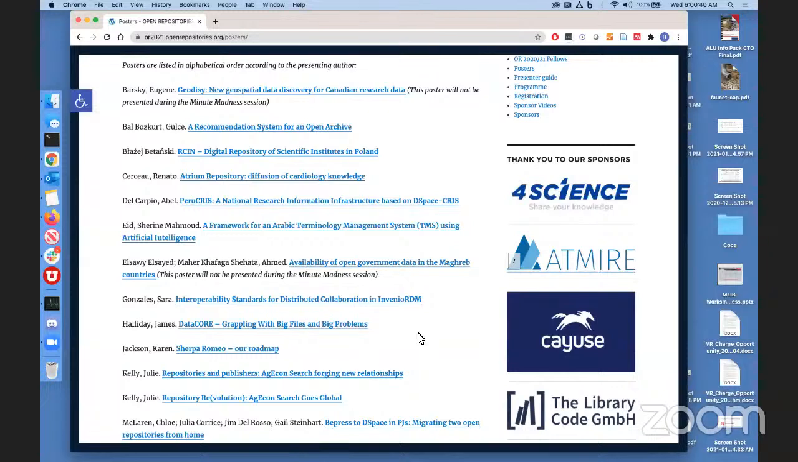This will run for an hour, and we have 22 excellent presentations. These will be very brief, but the posters will be up. There's a commenting feature enabled. Please use the Q&A option to pose any questions, and after the session you may want to engage with the presenters via the commenting feature on each poster.